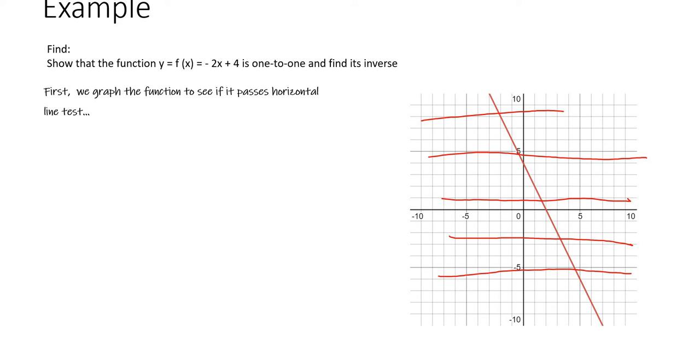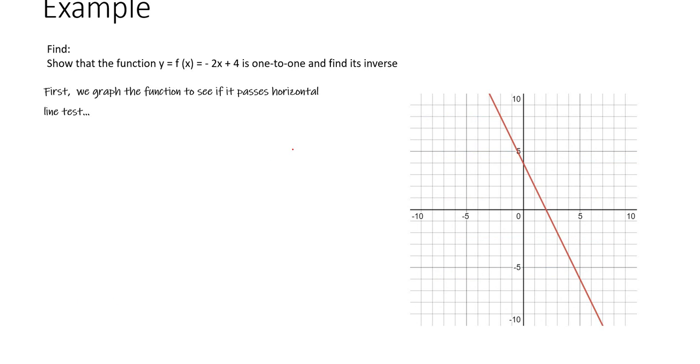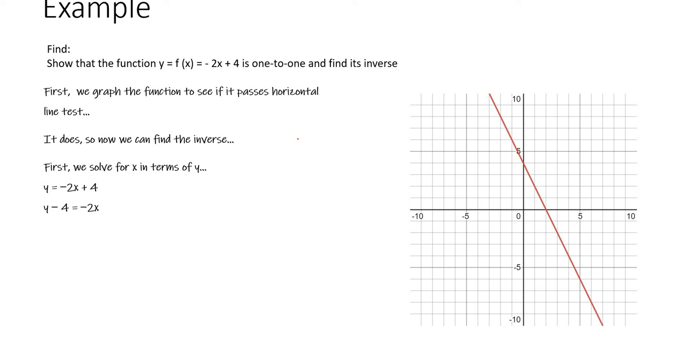So let's see what our next step is here. It passes the horizontal line test as we just saw, and we can just do that graphically. Next, we're going to find the inverse. And how do we do that? Well, the first thing we have to do is solve for x in terms of y. So if we have y equals negative 2x plus 4, to find the inverse, the first step is we swap x and y.